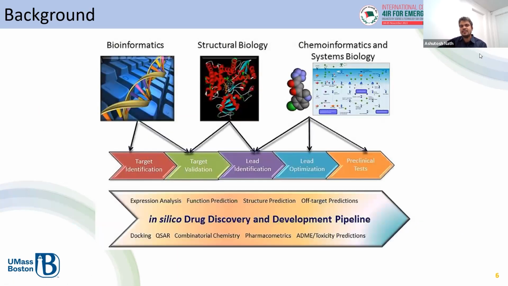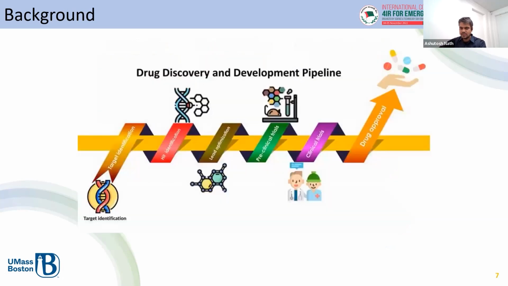As a drug development pipeline, first we need drug identification and drug validation, then lead identification, then lead optimization, and finally preclinical testing. After the preclinical test, we can go to drug approval. This is the same thing shown in another slide: target identification, lead optimization, preclinical trials, clinical trials, and finally drug approval.